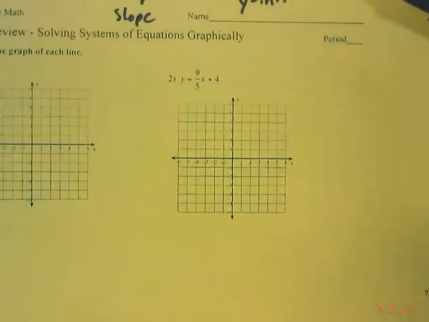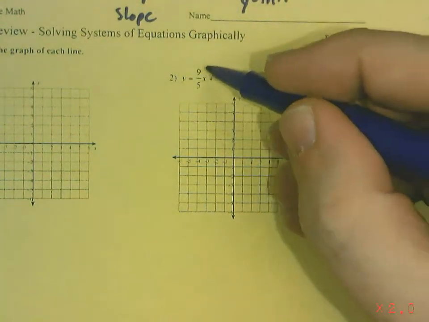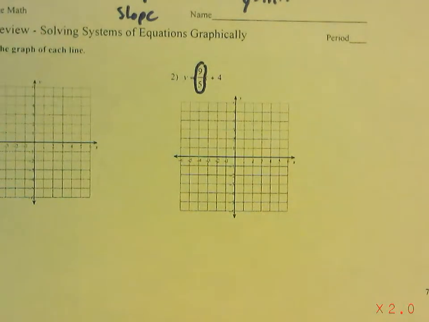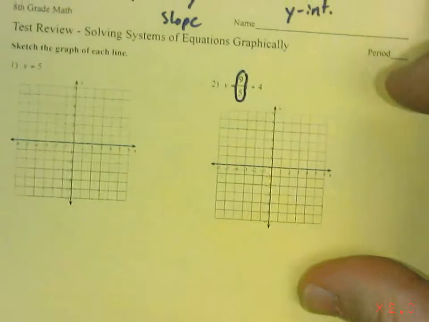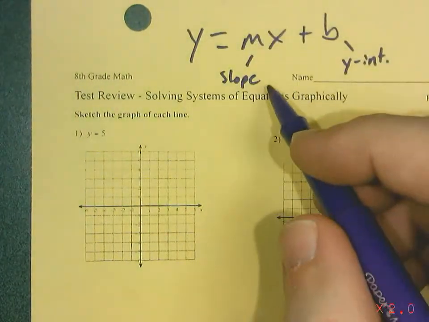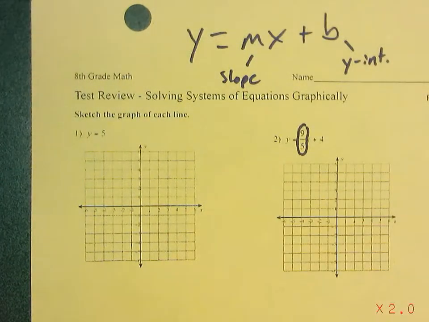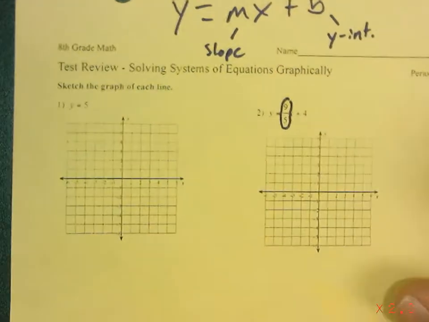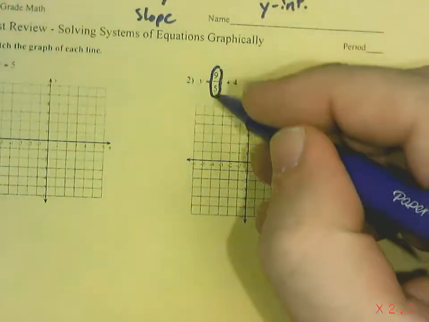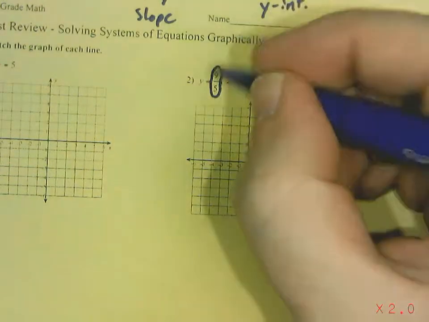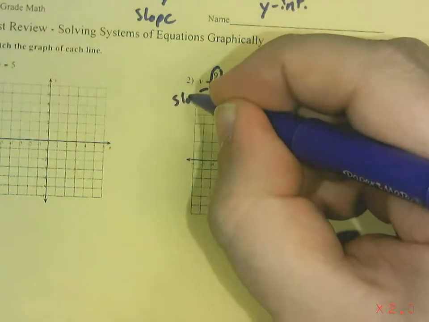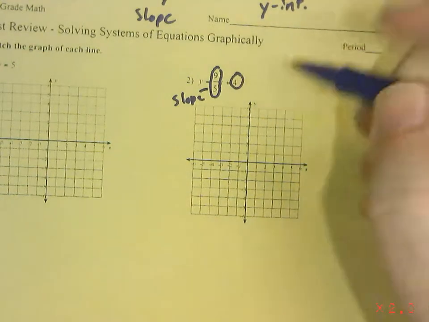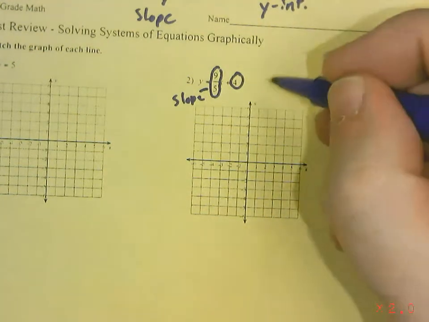Again, we look for that number that's multiplying with our x. That would be this 9 over 5. And remember, slope is usually represented as a fraction. If it's a whole number, then we would just put that over 1. But this is a fraction, it's 9 over 5, so that's going to be our slope. Then our y-intercept would be this number that's adding or subtracting, and it's plus 4.